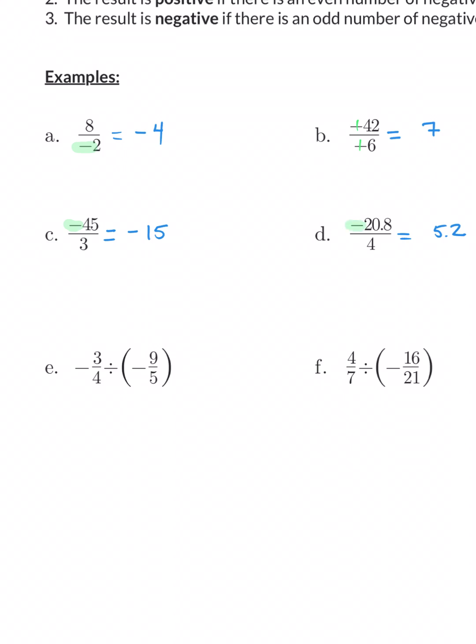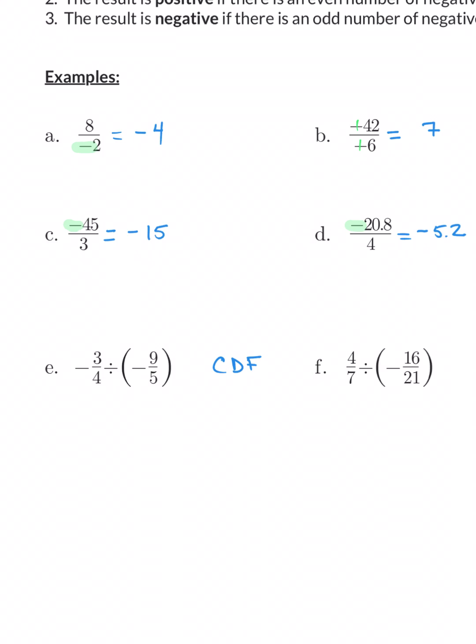Since I have 1 negative, I'm going to keep it with my answer, giving me negative 5.2. That brings us to problems involving fractions. So, what is our procedure for dividing fractions? Remember that we had a nice little way to remember this. It was copy dot flip.